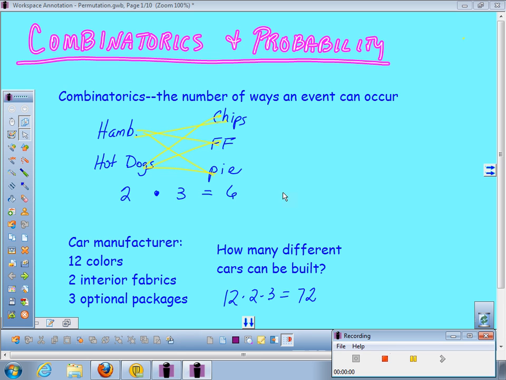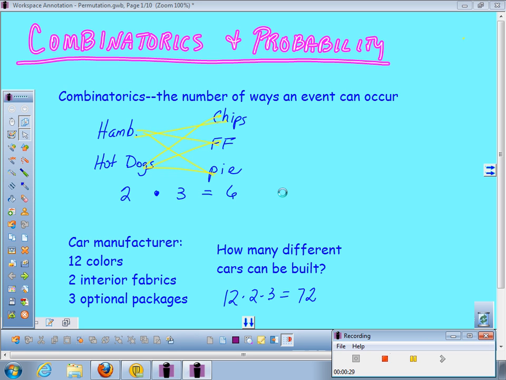Okay, class, what does it mean if you're studying combinatorics? The study of combinatorics is how many ways there are to do something.